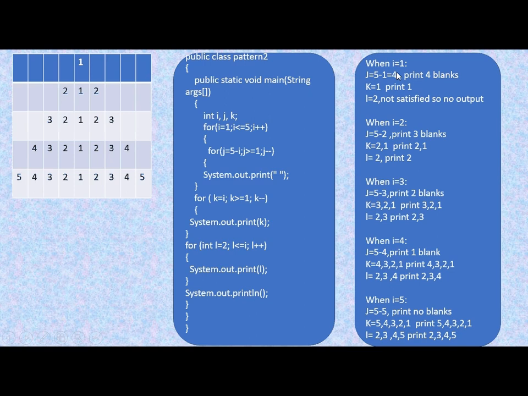This is the code. Now let's see how we get the output. When I is equal to 1, J is going to print 4 blanks, that is 5 minus 1 equal to 4. So 4 blanks. K's value starts from 1 and goes up to 1, so this is going to print only 1. So here 1 is printed.